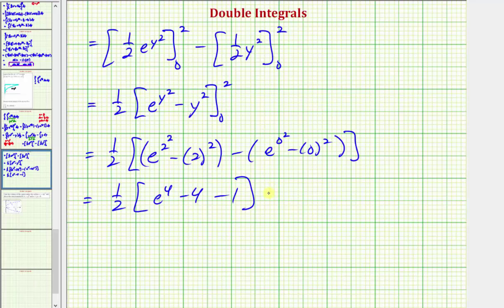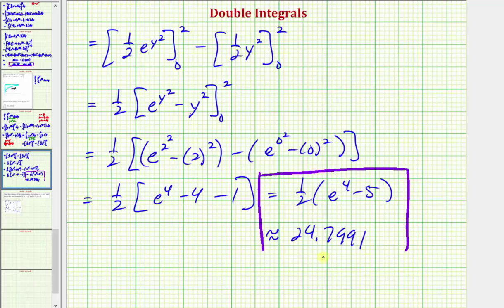So the exact value of the double integral would be 1/2 times the quantity e to the 4th minus 5, and as a decimal approximation, this would be approximately 24.7991. Which again, because our function is non-negative over the region of integration, this is the volume bounded by the surface in the xy plane over the given region.